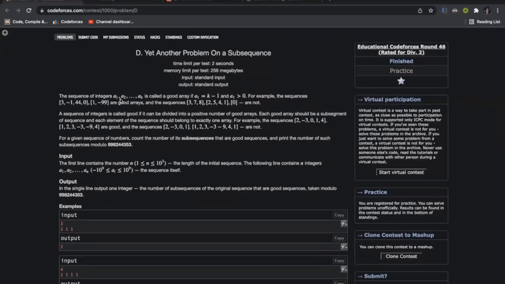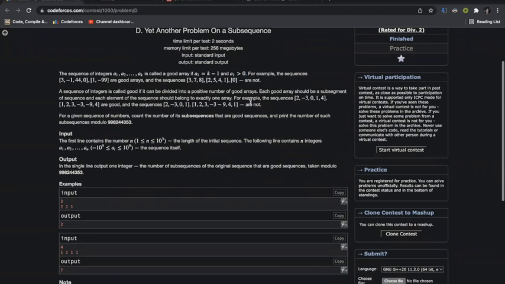Okay, so this is the problem statement. A sequence of integers a1, a2 up till ak is called a good array if a1 is equal to k minus 1 and a1 is greater than 0. Basically, a sequence is a good array if its first element is equal to the length of the sequence minus 1, and the remaining elements can be anything at all. There is no constraint on the remaining elements, but its first element should be equal to the length of the array minus 1, and also strictly positive. That's the definition of a good array.